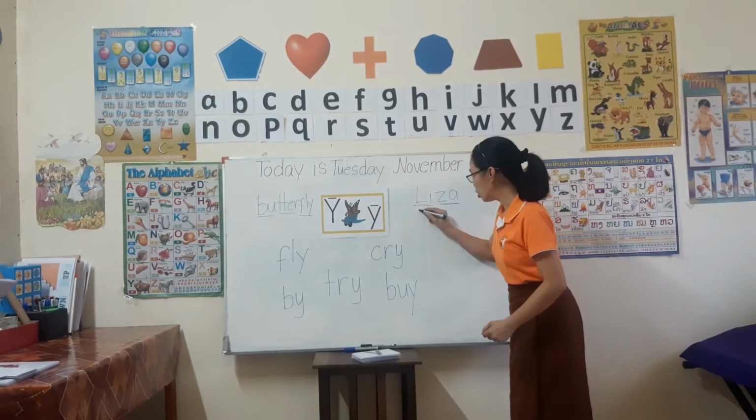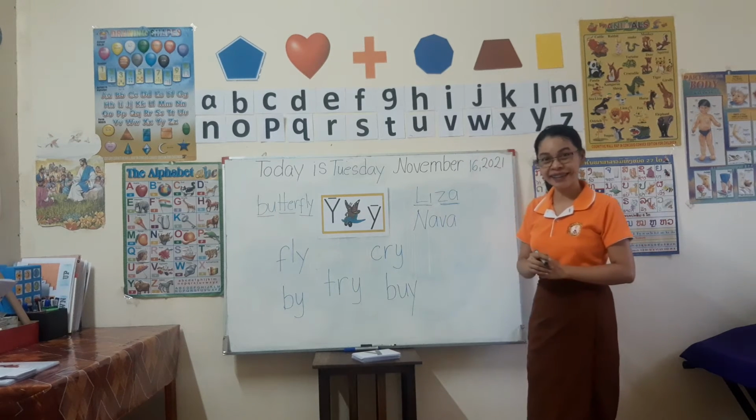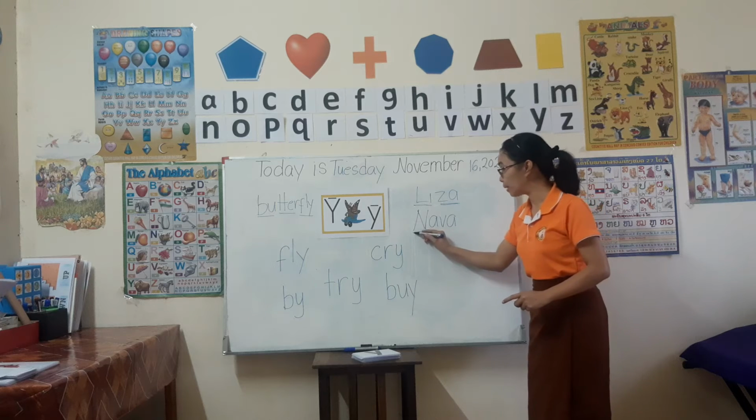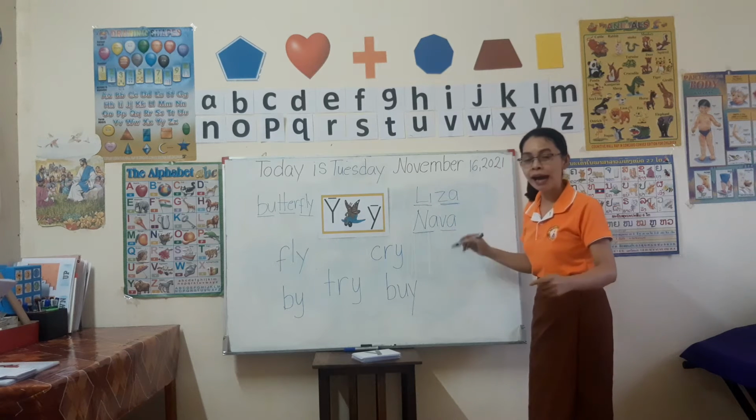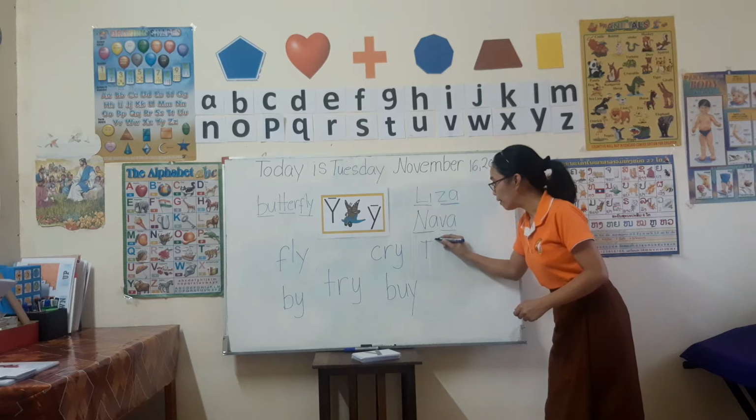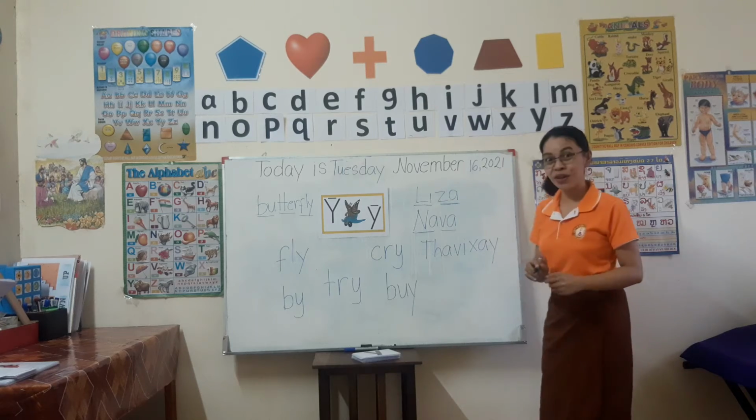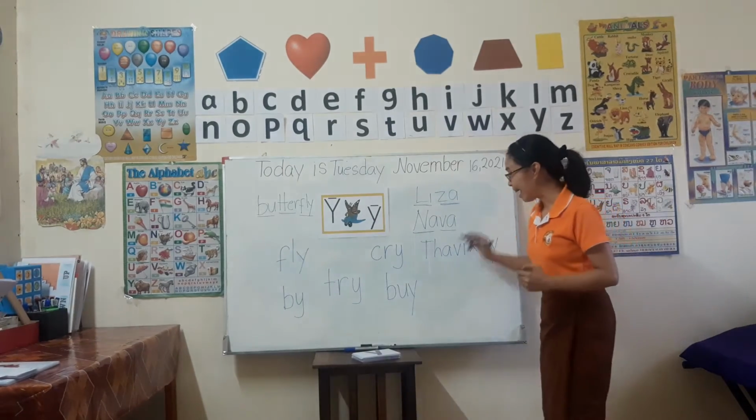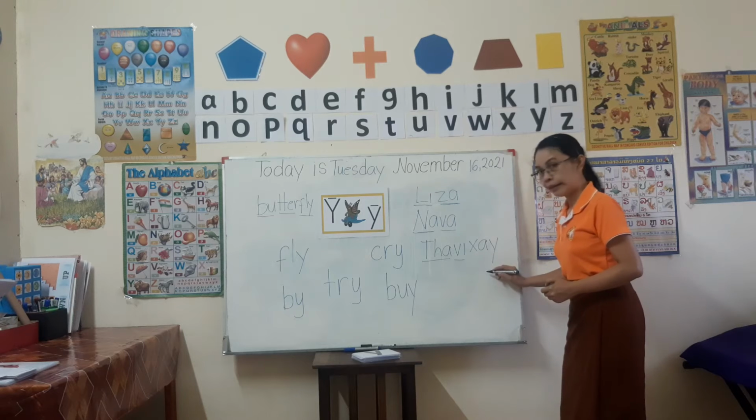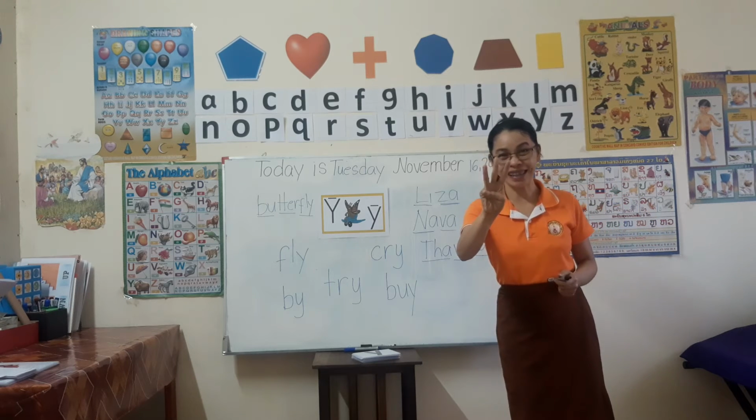What about Nava? How many syllables? Na, va, Nava. There are two syllables. But if I say this name, Ta Wi Sai, do you know how many syllables you hear? We sound it together: Ta, then Wi, then Sai. There are three syllables.